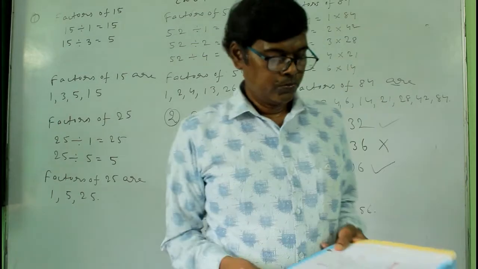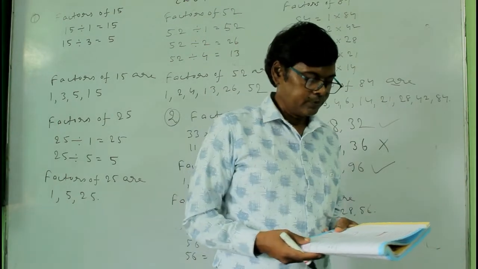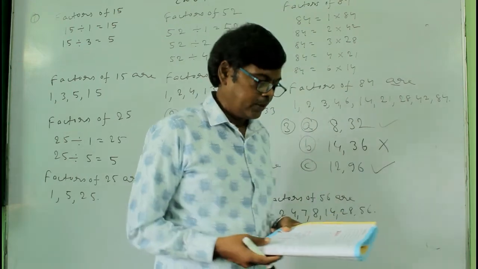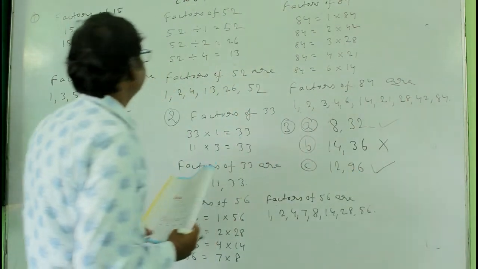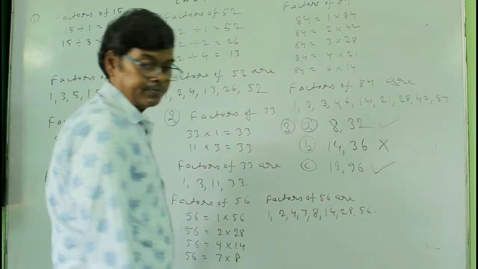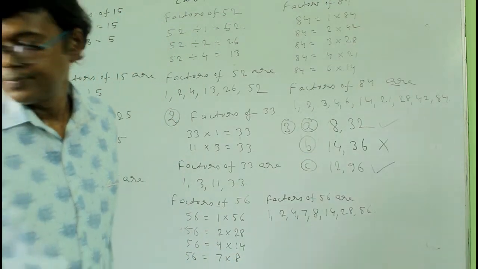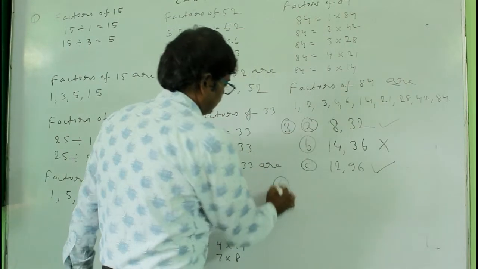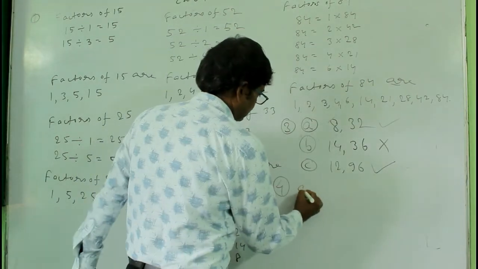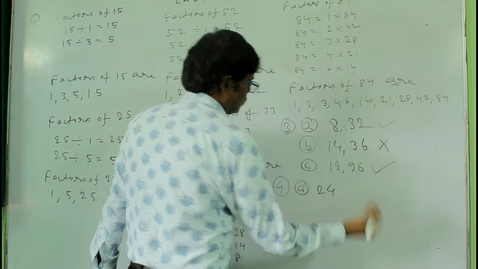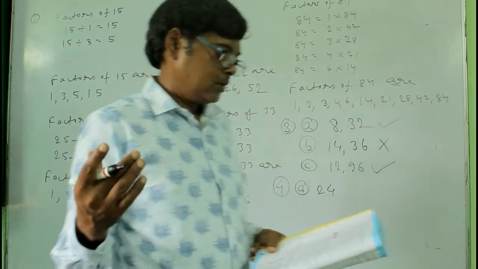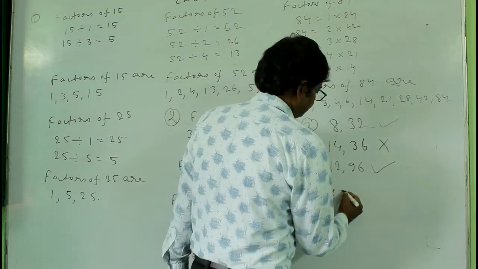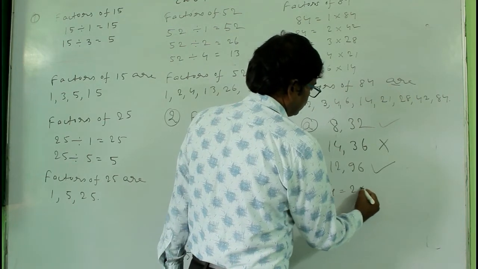Okay, so now the question number 4, find any one factor pair of the following numbers. Question number 4, so question number 4A, 24. So you can write 24, that is find any one factor pair. Okay, any one factor pair. So here you can write it as 2 into 12.